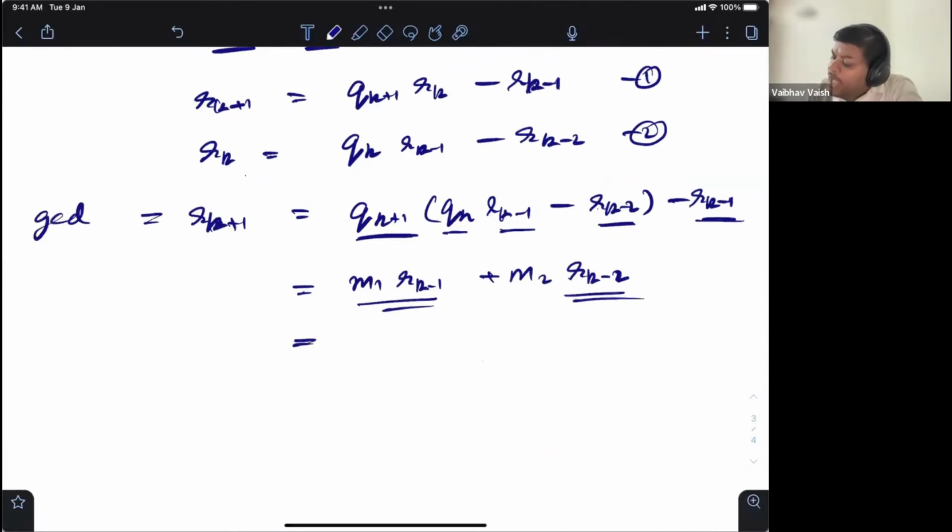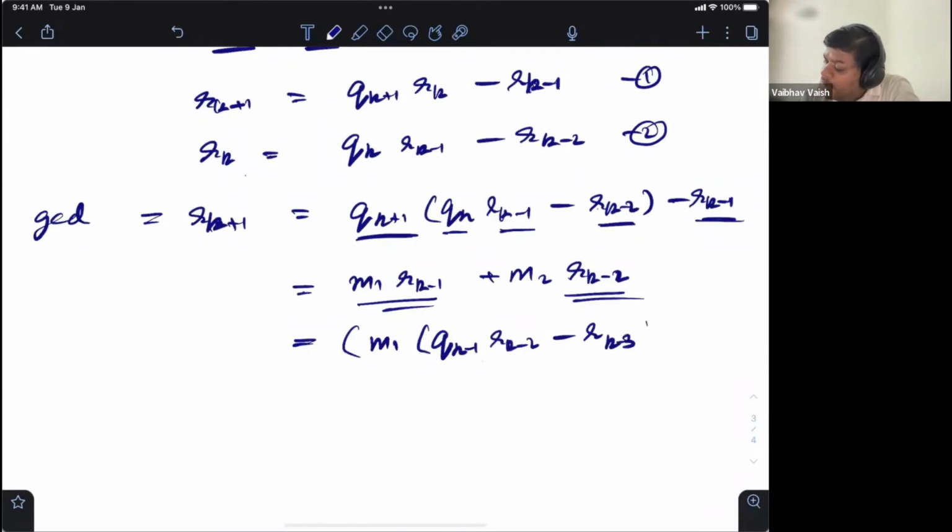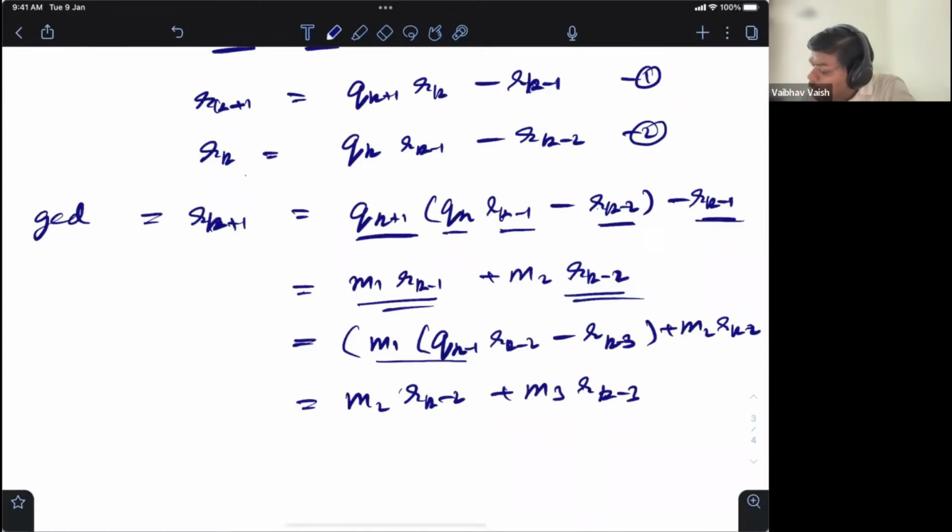Again, if you take the equation for rk-1 and substitute, this will start looking like qk-1 rk-2 plus rk-3, plus M2 rk-2. Okay. And defining M2 and M3 appropriately, this becomes M2 times rk-2 plus M3 times rk-3. See, I defined M2 to be the sum of this product and this, and M3 to be minus M1 qk-1. Okay, so what is the point?